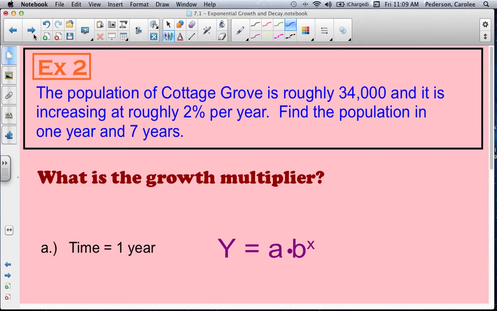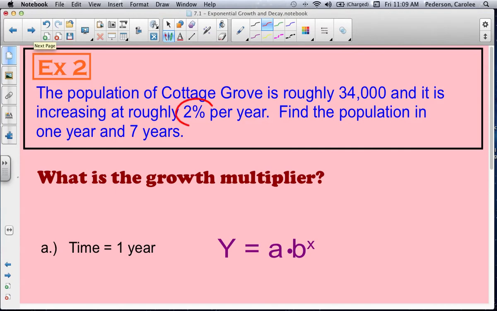Next example. The population of Cottage Grove is roughly 34,000 people and is increasing at a rate of about 2% per year, so we're growing. Find the population in 1 year of that growth rate, and then in 7 years. So what we have to first find out is, what is the growth rate multiplier, before we can answer by substituting in the formula.